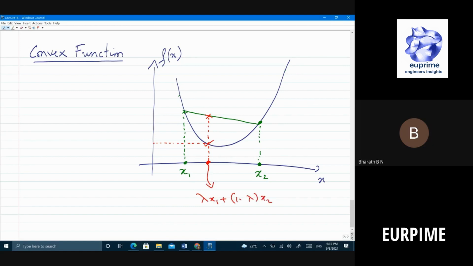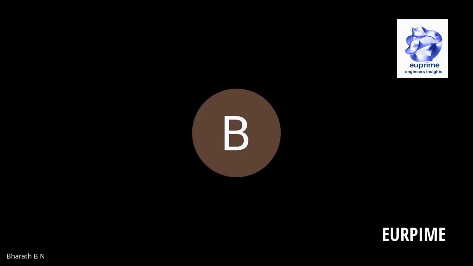Right? Fine. What is this point? It's f of that, right? So let me call this f of lambda x1 plus 1 minus lambda x2. This is the height. Now comes the question. So what is this point, this height?